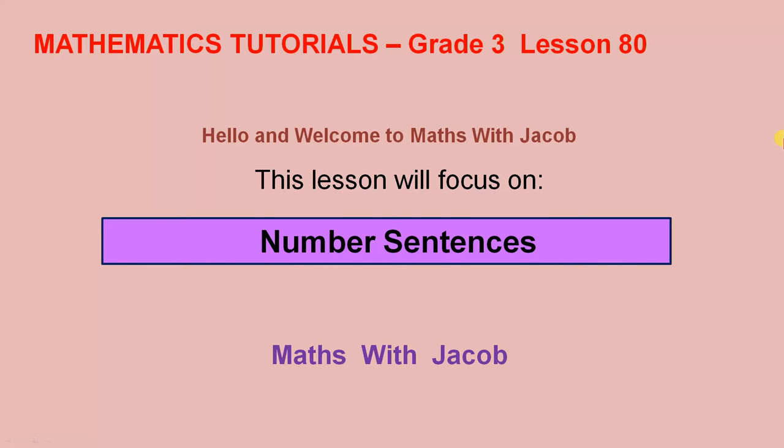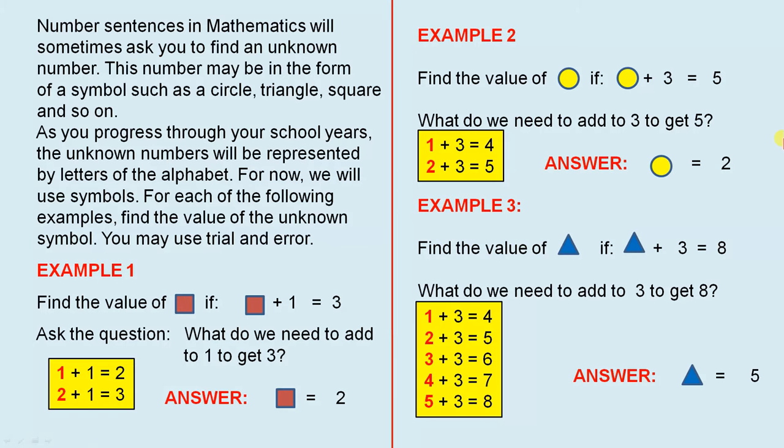This lesson will focus on number sentences. Number sentences in mathematics will sometimes ask you to find an unknown number. This number may be in the form of a symbol, such as a circle, triangle, square, and so on. As you progress through your school years, the unknown numbers will be represented by letters of the alphabet. For now, we will use symbols. For each of the following examples, find the value of the unknown symbol. You may use trial and error.